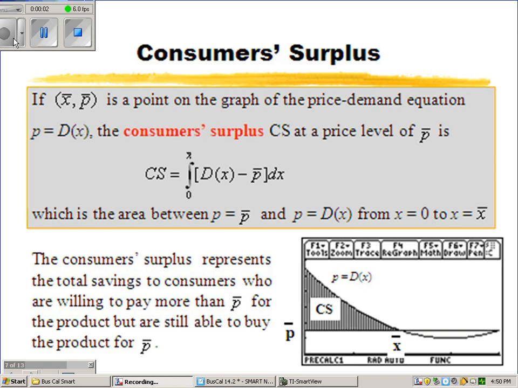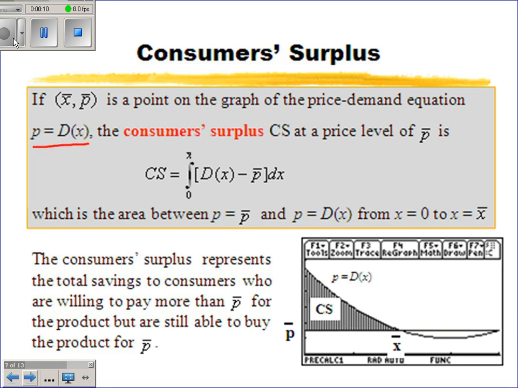Now we're going to look at a consumer surplus and a producer surplus. Let's say that (x bar, p bar) is a point that's on the price-demand equation given by this. The consumer surplus for that price level, P bar, is given by this definite integral. We're going to take the demand equation, subtract that value of P bar, and integrate from 0 up to X bar. So X bar is our upper limit of integration.